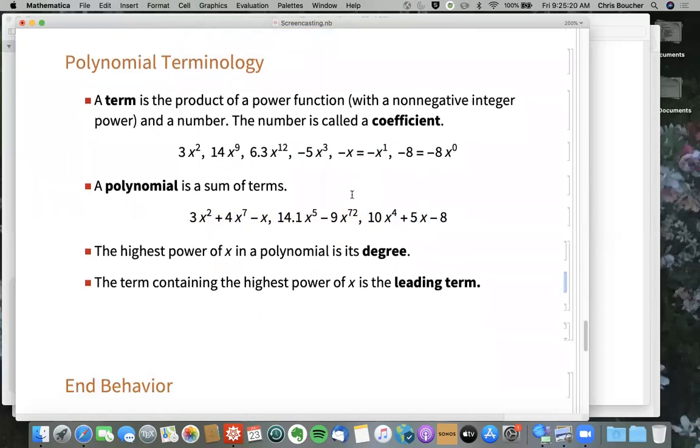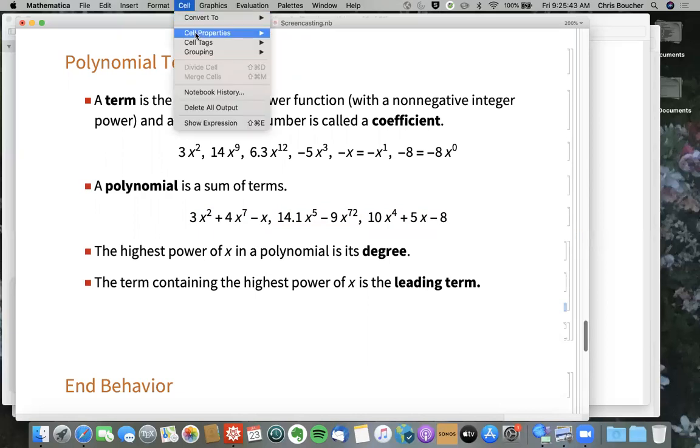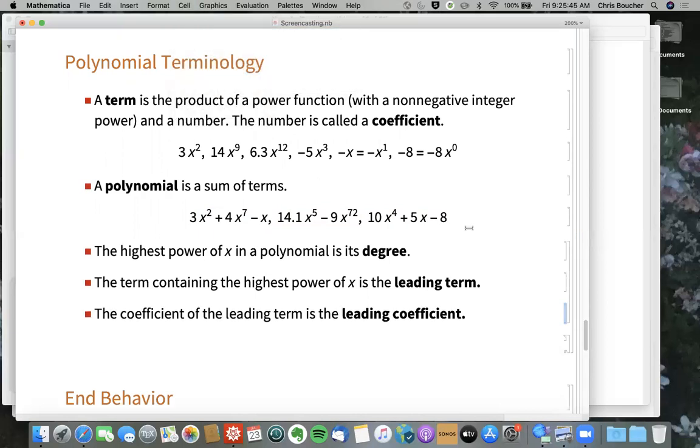And the term that contains that highest power is called the leading term. So again, the leading term is not necessarily the term that's written first. It's the term with the highest power of x. Often when we write polynomials, we will write the leading term first and write the powers in descending order. It's a little easier to look at it that way. I think I have a table here that has all this information, so let's just open this up. And the coefficient of the leading term is the leading coefficient.